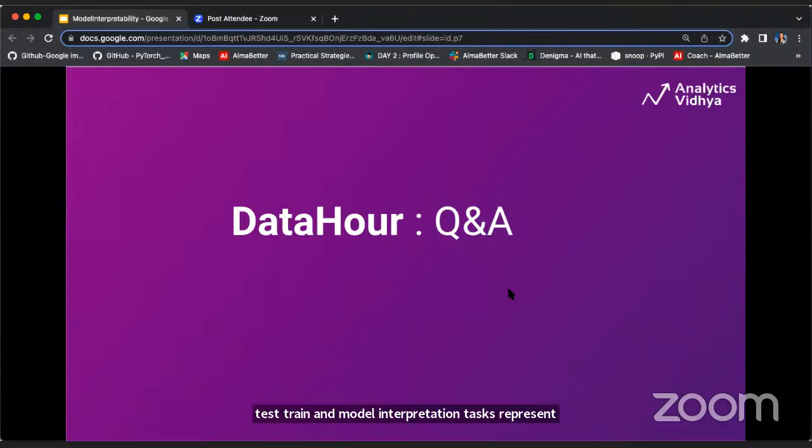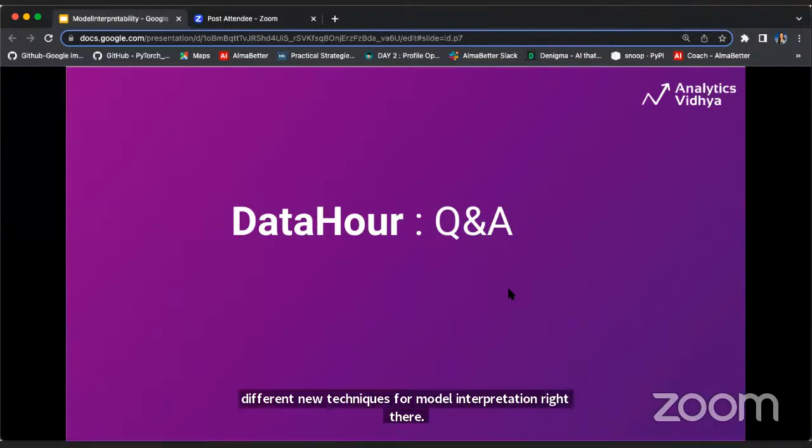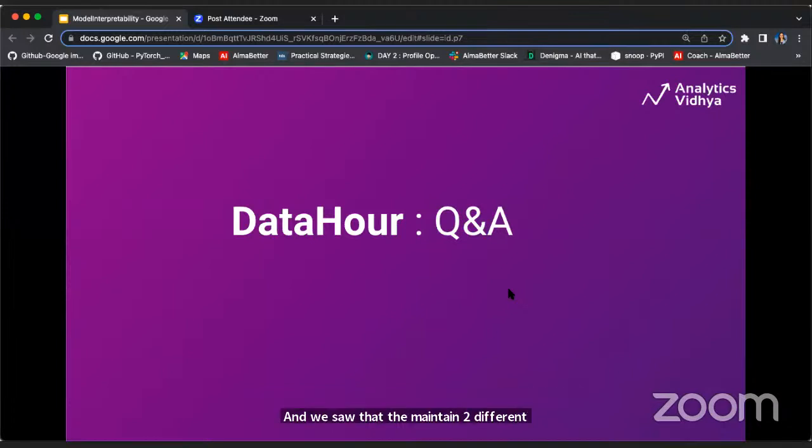So I would say, we have been discussing the different new techniques for model interpretation, right? Therein we saw that we maintain two different data sets, where in one data set we get the prediction of the modeling approach that we are following. And the other data set we keep separate just to compare the result of our black box model, the modeling technique that we are applying, so that we can compare and interpret our model in a better way. So I hope I answered your question.